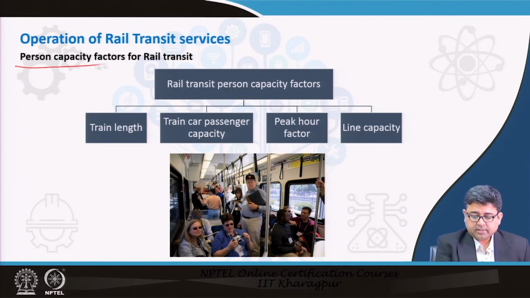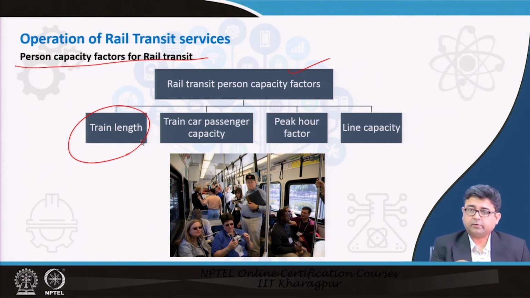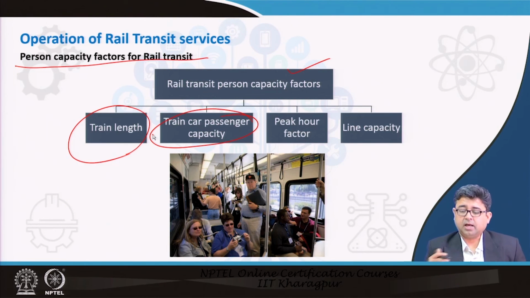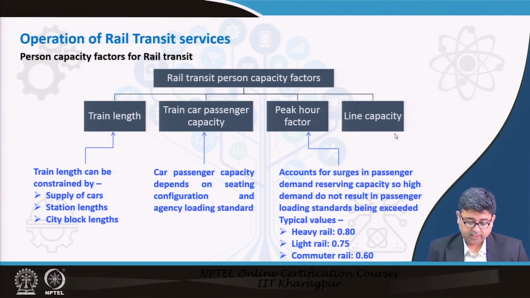So, what are the person capacity factors for rail transit? Again, if you want to calculate person capacity, you need the train length, the number of bogies or cars that you have in the train, and the train car passenger capacity: each car, how many seatings are there, and you are allowed a few standing passengers to measure the capacity. Then you will always have a peak hour factor, and of course, the line capacity, whether you have a double line or a single line, and even with a single line, how much headway can you have between two consecutive trains.